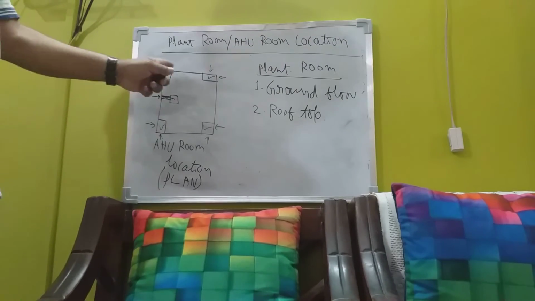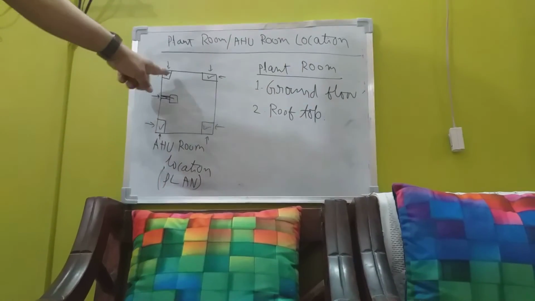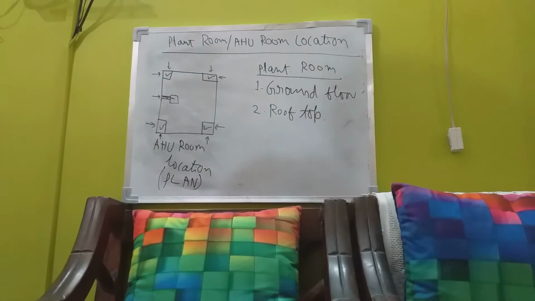Ideally speaking, the AHU room should be at the corners of the building. The location of the AHU room is very important. I have already shown you what the AHU room dimensions should be. So these AHU rooms not only have dimensions, you have to fix their location in the architecture drawing.